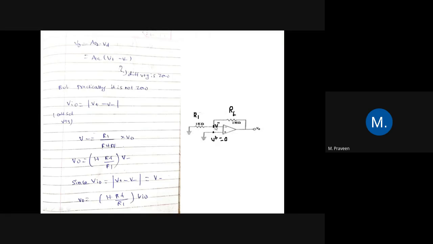So in order to make this voltage 0, we are going to have an offset voltage. That offset voltage will nullify the V minus value to 0. So now V minus is nothing but the offset voltage, which is given as 1 millivolt. Therefore V naught we can write as 1 plus R divided by R1 into, instead of V minus, we can write the offset voltage, VIO.